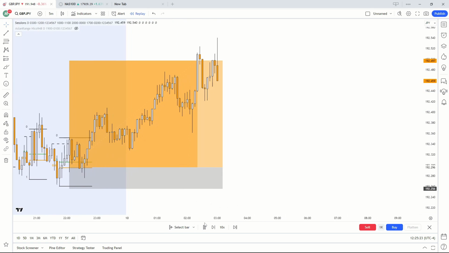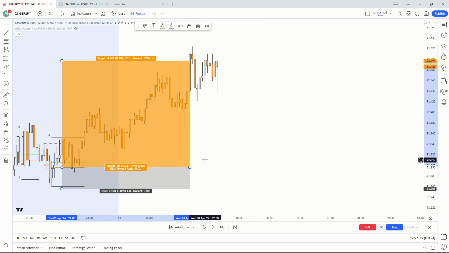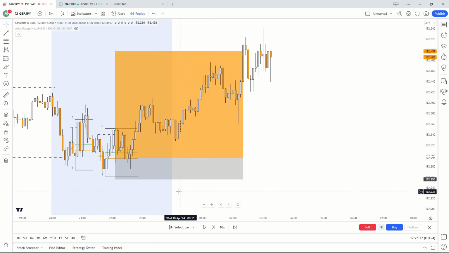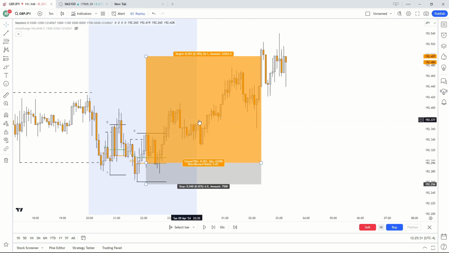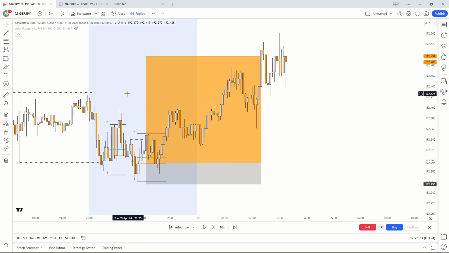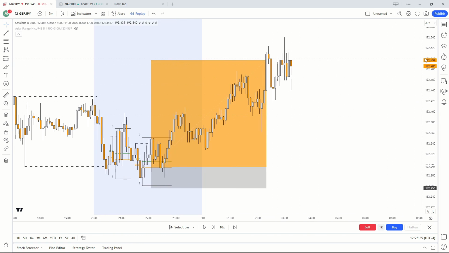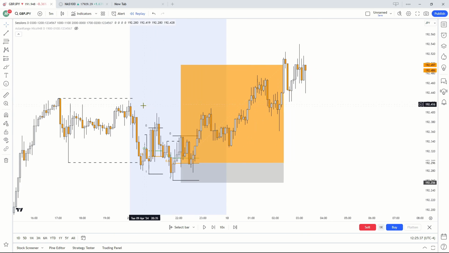Now the risk to reward is not always crazy for this strategy. As you guys can see, this is a 1 to 5. However, usually you'll be hitting 1 to 1s, 1 to 2s, maybe 1 to 3s. However, what is crazy is the win rate of this strategy is absolutely something else. It is way better than the silver bullet in my opinion.